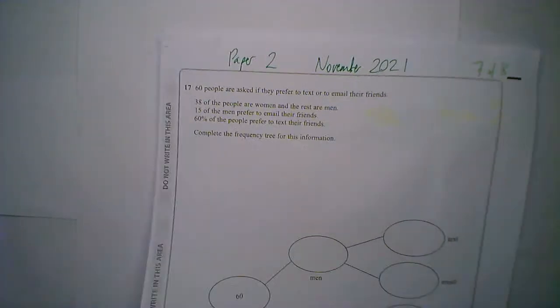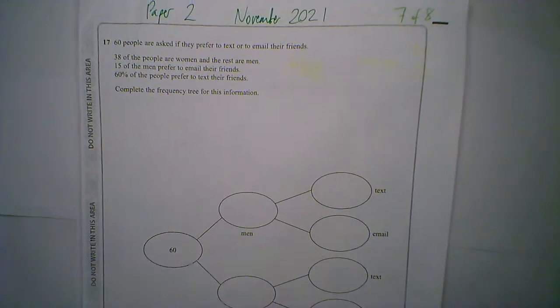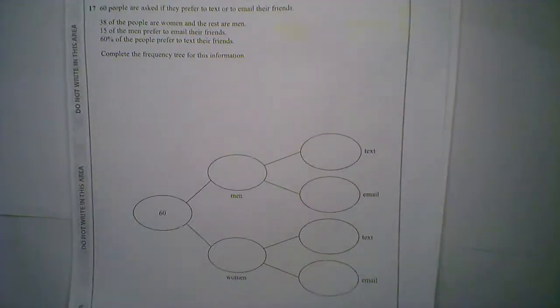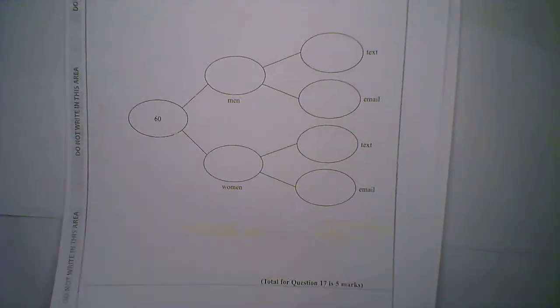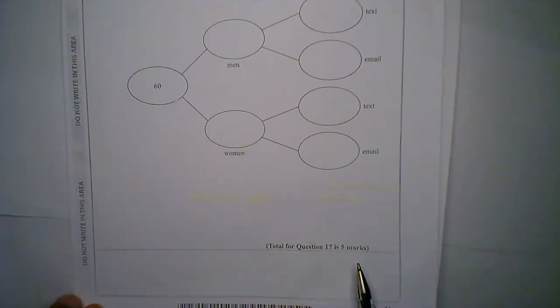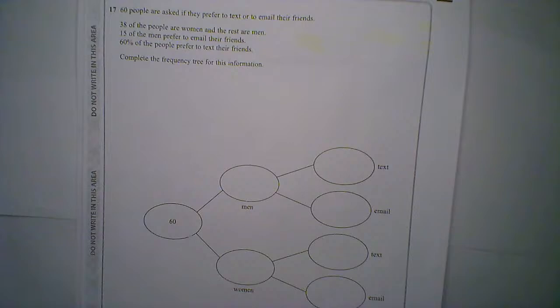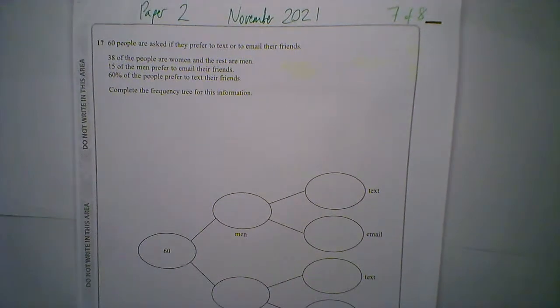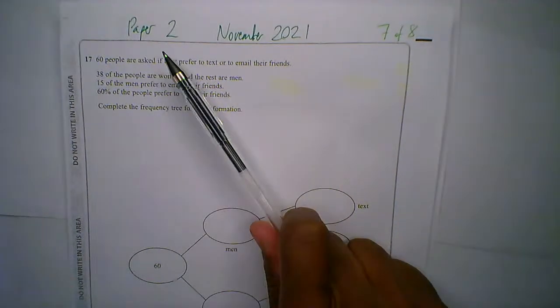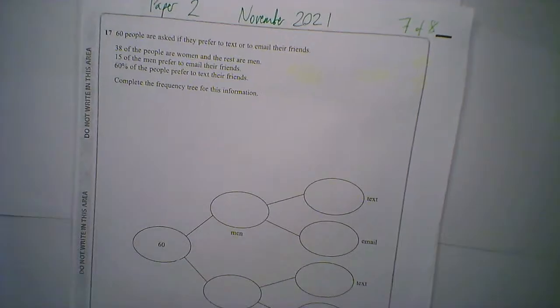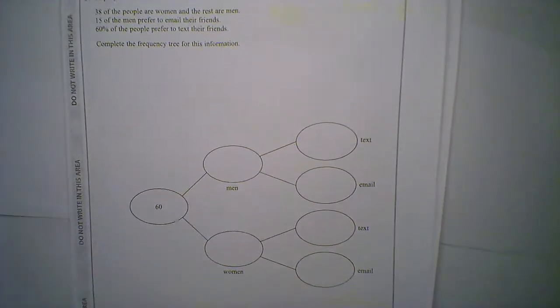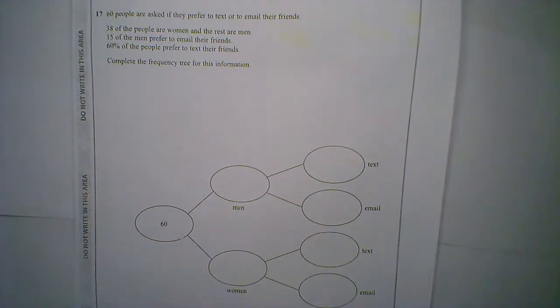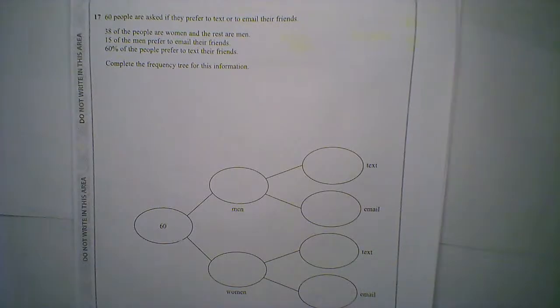Let's go to the next question. Question 7. Here is 7 out of 8. This question is worth 5 marks. So clearly it's going to be harder than the previous questions that we've done. And so this is from paper 2, calculator paper from November 2021. Press pause and have a go. When you're ready, press play for the answer.